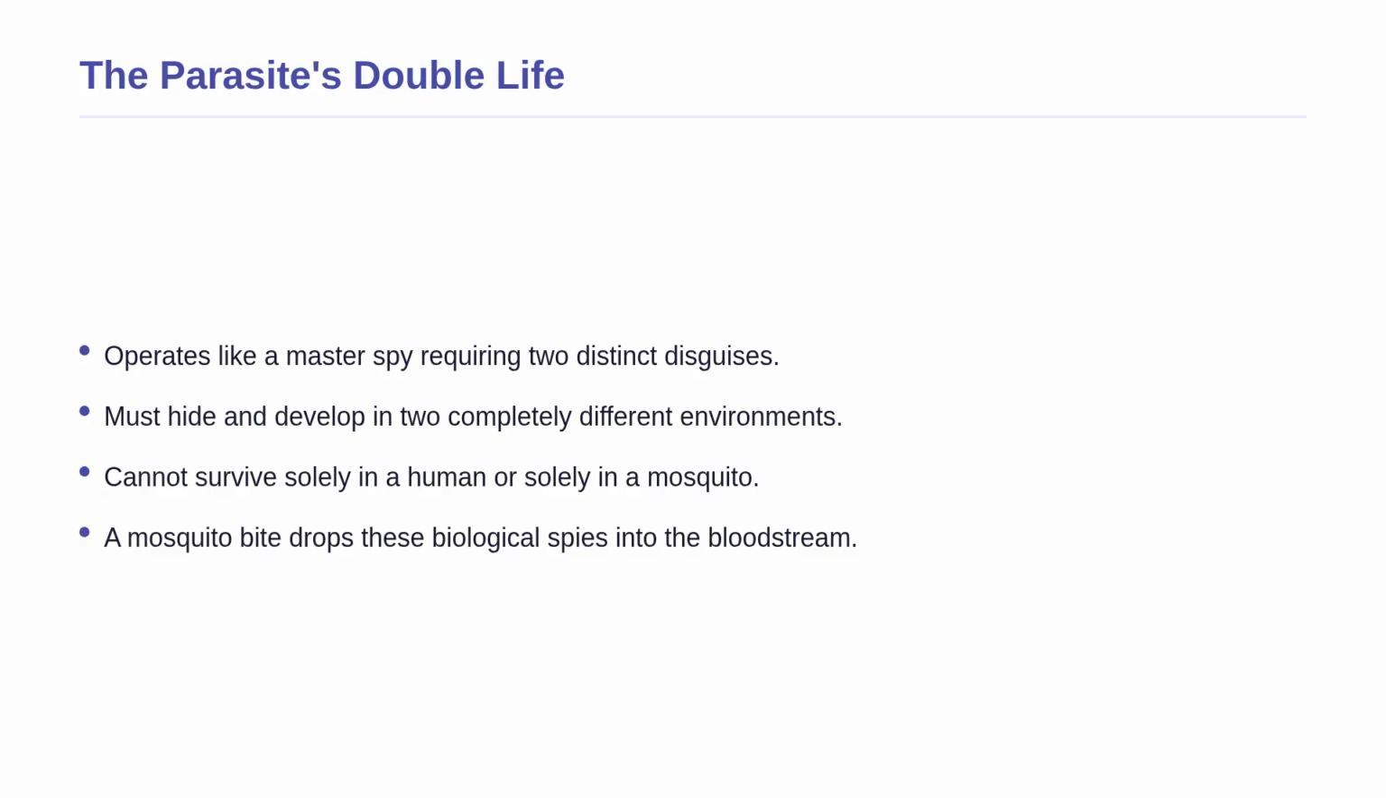To start, imagine a master spy who must use two completely different disguises in two different countries to complete a highly complex mission. If they only visit one country, the mission fails completely and they cannot survive. This is exactly how the parasite that causes malaria, known as Plasmodium vivax, operates in the real world. It cannot survive by just living inside a human, nor can it survive by just living inside a mosquito. It absolutely needs both environments to complete its life journey. When a mosquito bites you, it might be dropping off these tiny biological spies into your bloodstream.